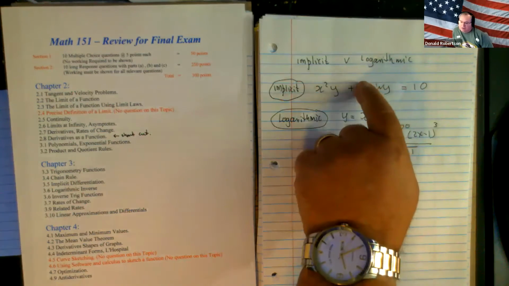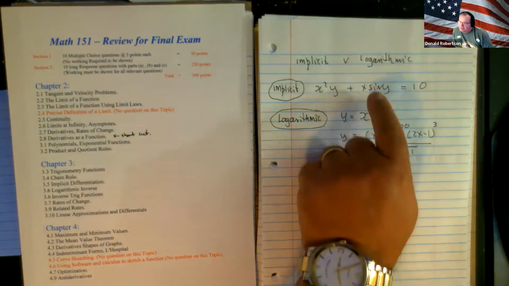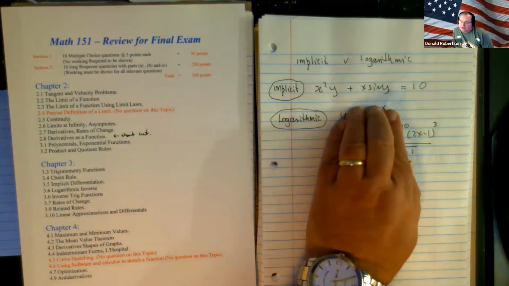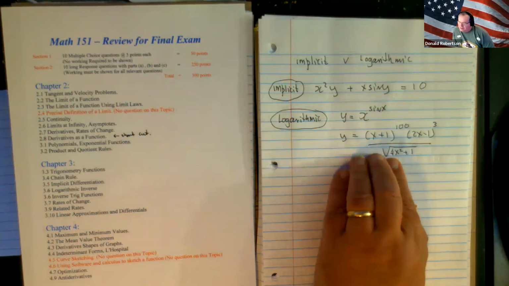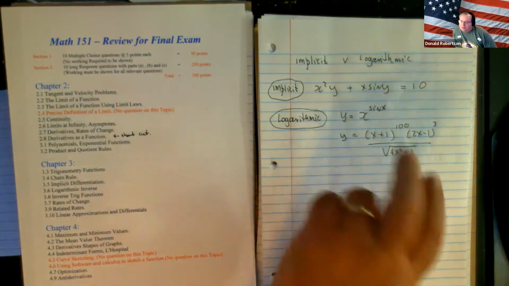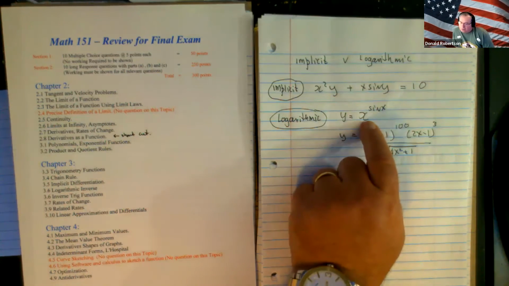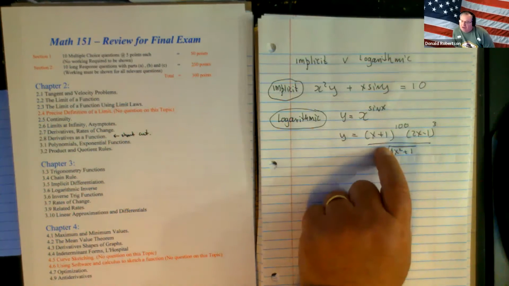So you're a little bit more clear about when each would happen. They're quite distinctly different, right? Have you noticed that these have x's and y's all over the place, and these don't, right? These have a y equals, and these don't, right? So they're quite specific. What makes this logarithmic? Weird power.